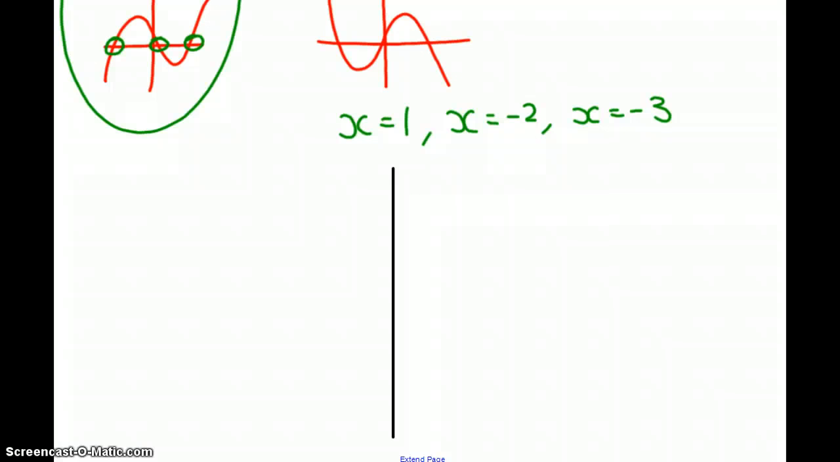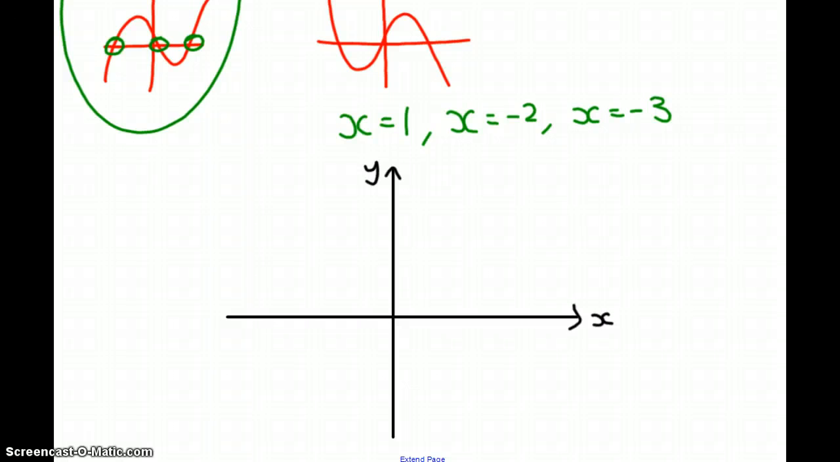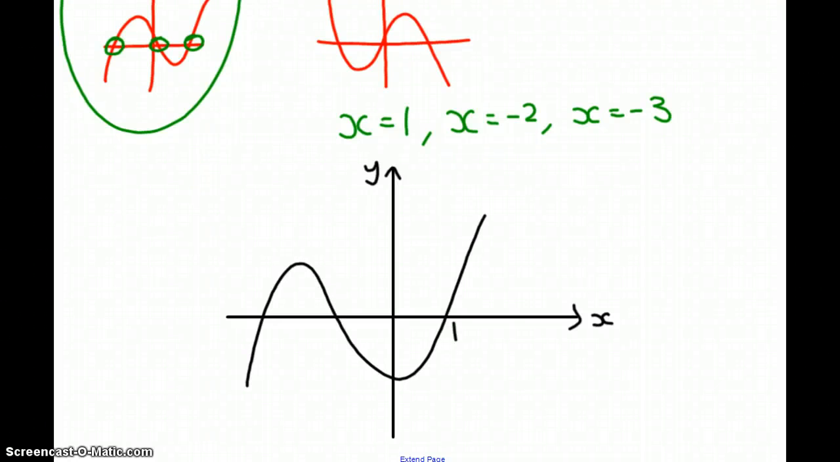So if I draw a quick sketch of this graph, it's going to cross at minus 2, minus 3, and 1. So that's 1, minus 2, minus 3. And the other thing we need to do is find this crossing point. So that crossing point is when x is 0.